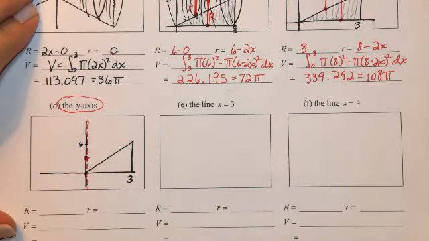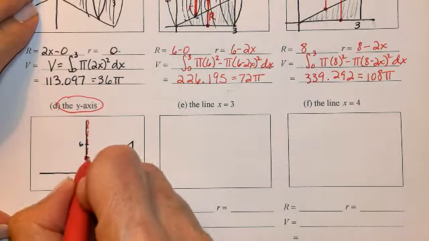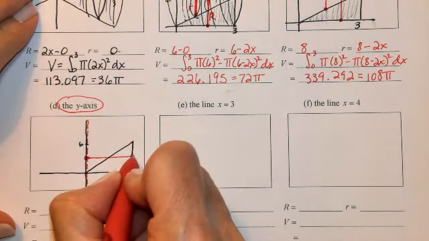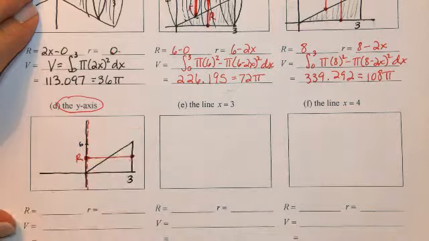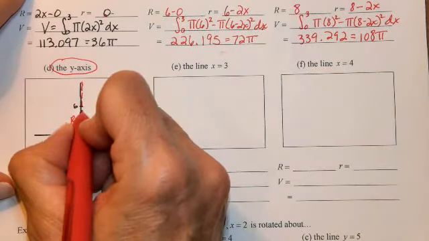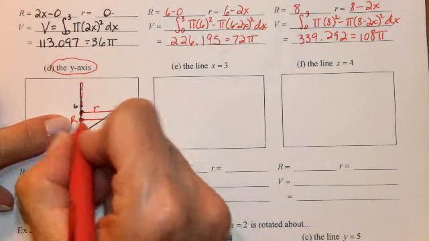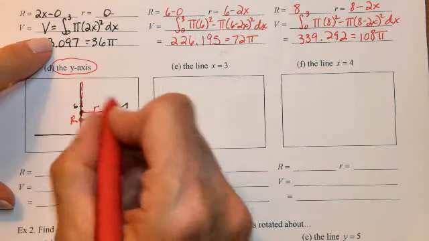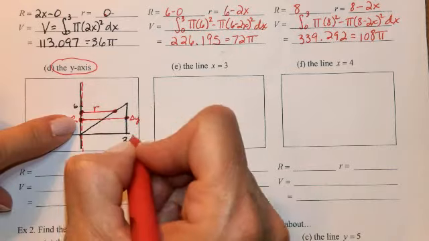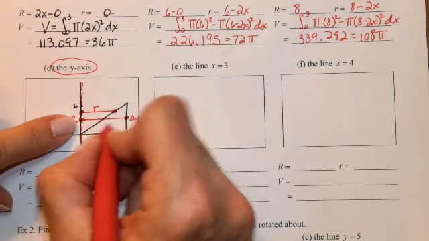From the axis of revolution to the far side of your region is your big R. From the axis of revolution to the close side of your region is your little r. Now find those lengths. Since our lengths are horizontal, we're going to have a little delta y. Our washer would be perpendicular to the y-axis this time, right? So we're going to need a delta y.